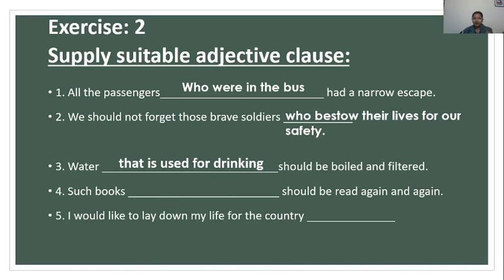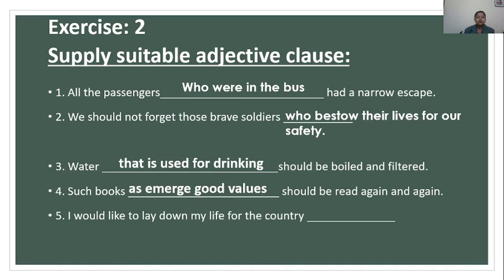It has one finite verb also, is, and it is complete in its meaning also, that is used for drinking. So this is an adjective clause. Now look at the next one. Such books dash should be read again and again. Here you can see the word such is used in the beginning of the sentence. So the sentences that are beginning with such or same, they are followed by as.